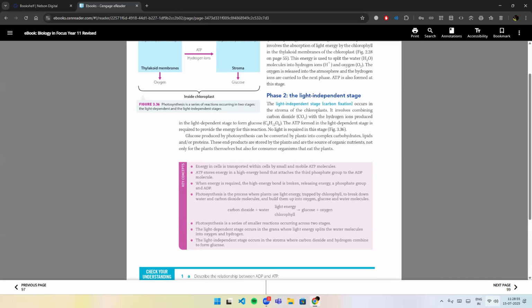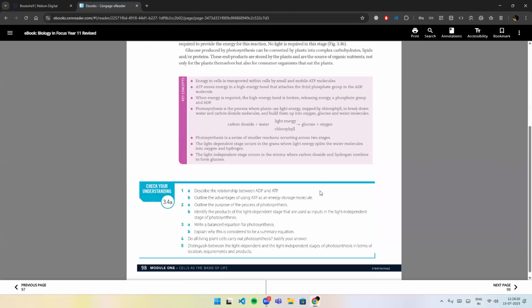Phase 2. Light-independent stage. The light-independent stage, carbon fixation, occurs in the stroma of the chloroplast. It involves combining carbon dioxide with the hydrogen ions produced in the light-dependent stage to form glucose. The ATP formed in the light-dependent stage is required to produce the energy for this reaction. No light is required at this stage.